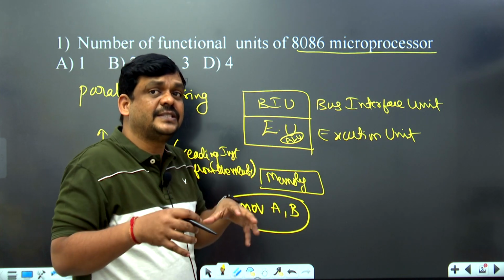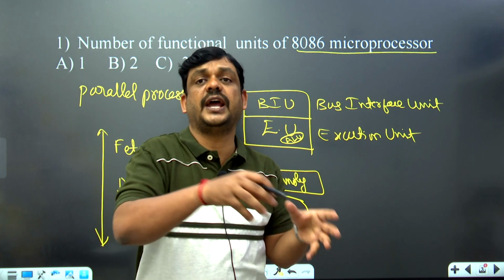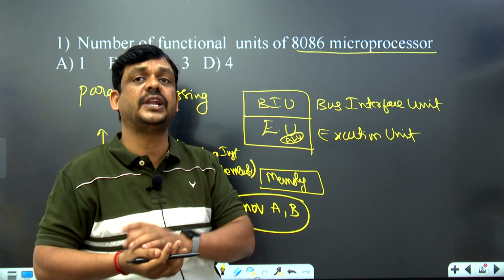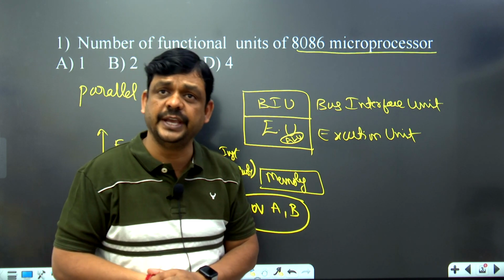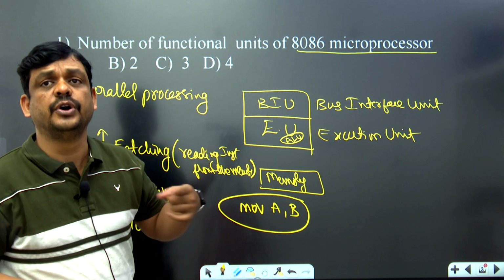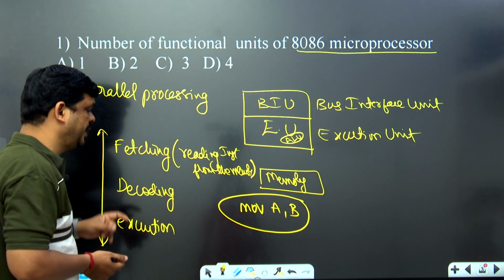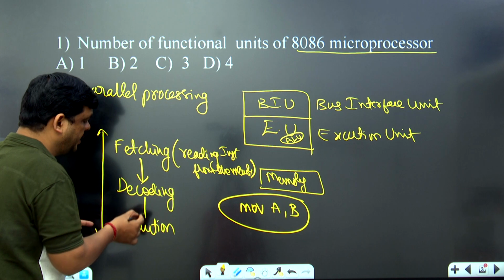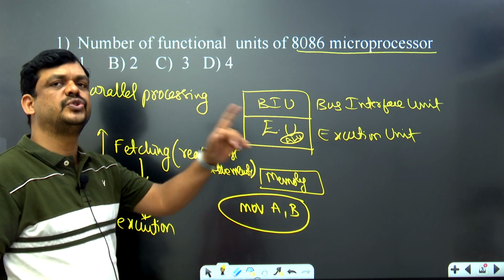So this processor has to identify the source and destination location, where the data is available and where it has to store the data after completion of the result. So everything it has to find out. That operation is called decoding. So after fetching, it has to perform one more operation, that operation is called decoding, and later it executes that operation.